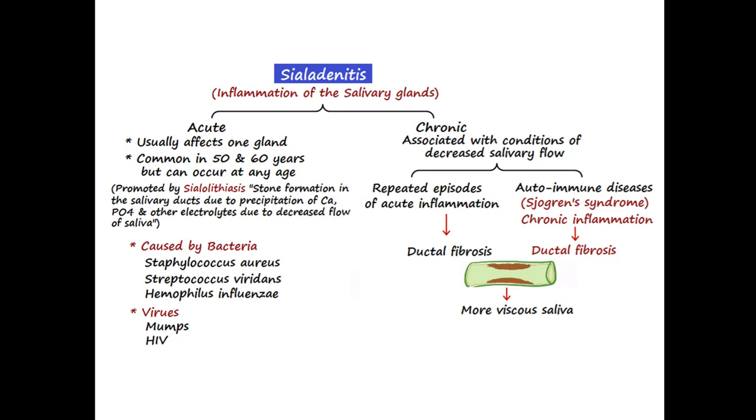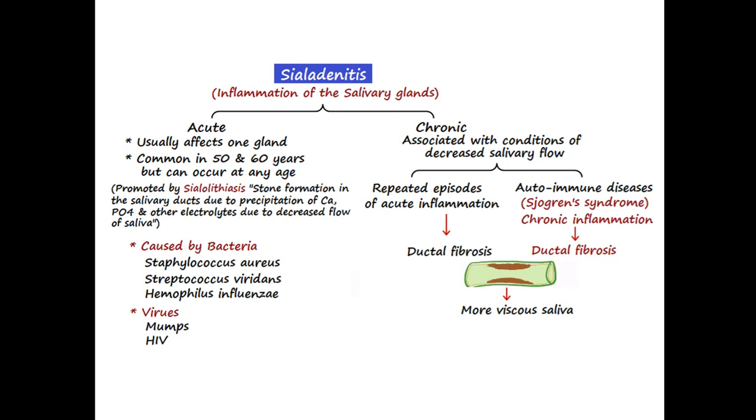Now, acute sialadenitis may be caused by bacteria. The most common bacteria involved are Staph aureus, Streptococcus viridans, and Haemophilus influenzae. Acute sialadenitis may also be caused by viruses like mumps, particularly in children, and human immunodeficiency virus, which causes AIDS.